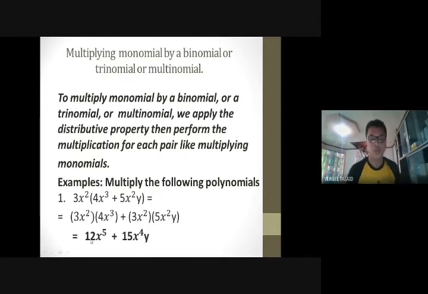So you cannot combine 12 and 15. Why? This is addition. Take note, in addition, only similar terms can be added. We cannot add these two because they have different literal coefficients. So in other words, our answer is a binomial. That is our final answer.